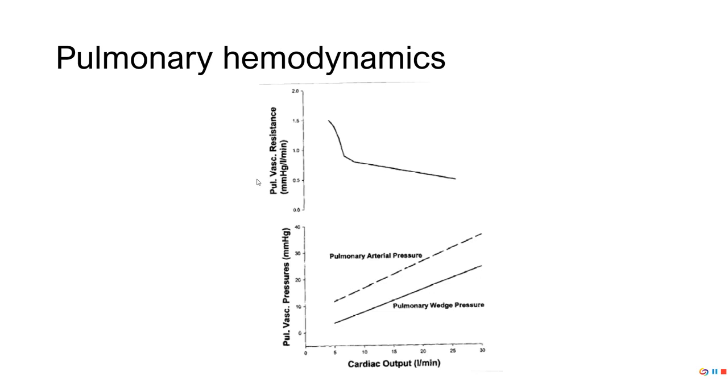So we've got a couple of graphs. On the x-axis, we've got cardiac output. I'm trying to find my little colorful thing. There we go. So we've got cardiac output down here, and then we've got pulmonary vascular pressure, or pressure inside the blood vessels. Okay, and then we've got resistance.